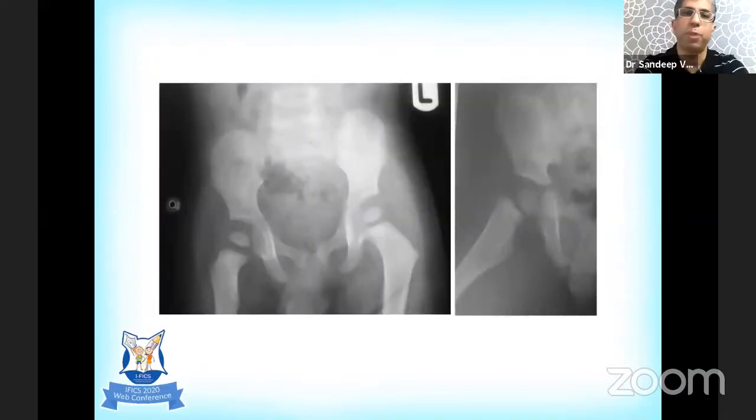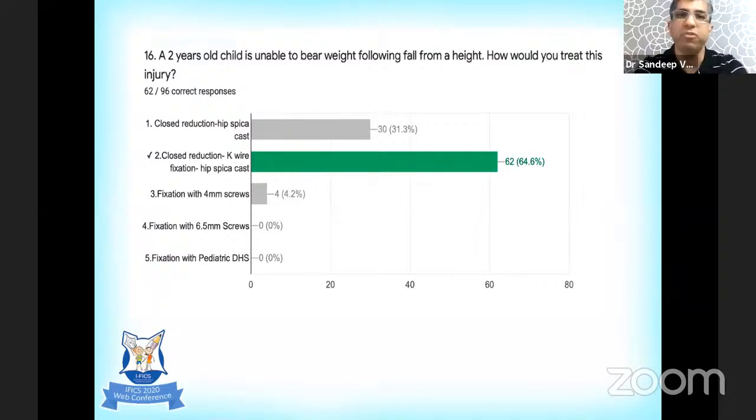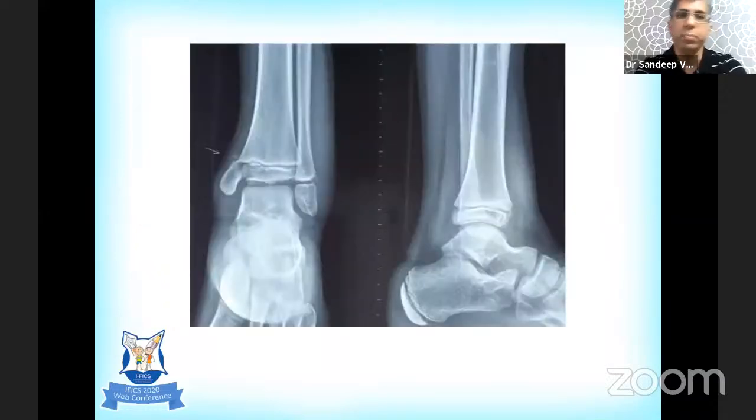Next question was pertaining to this X-ray. This is a Delbet type 1 fracture in a 2-year-old child. And the question asked is, how would you treat this injury? And the correct answer is closed reduction, K-wire fixation, and hip spica cast, with 64% of our delegates having got it bang on.